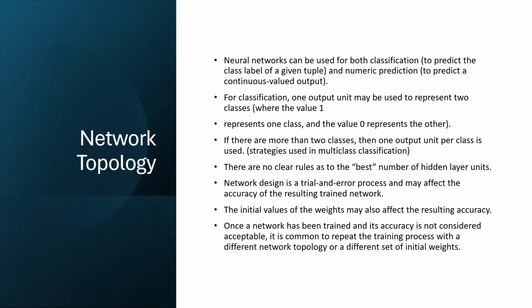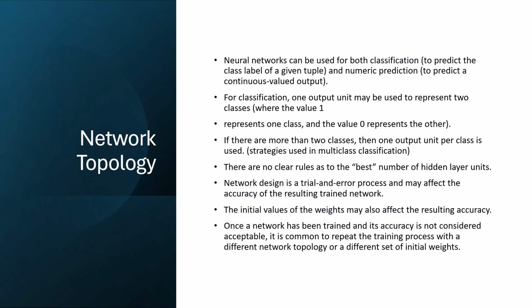Neural networks can be used for both classification and numeric prediction. For classification, one output unit may be used to represent two classes. The value 1 represents one class and the value 0 represents the other. If there are more than two classes, then one output unit per class is used.